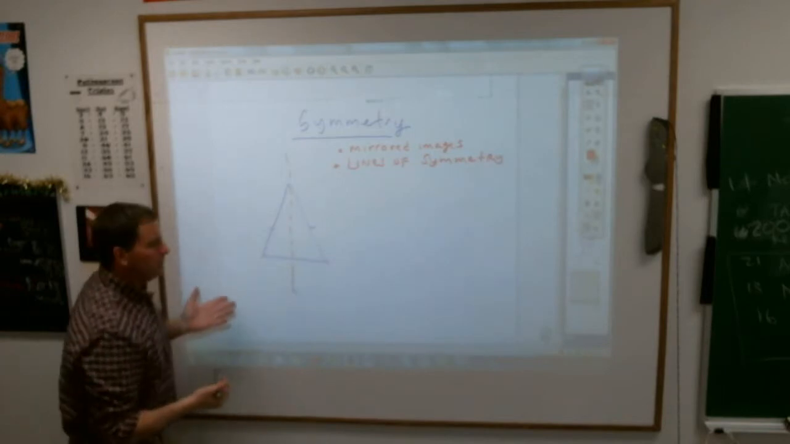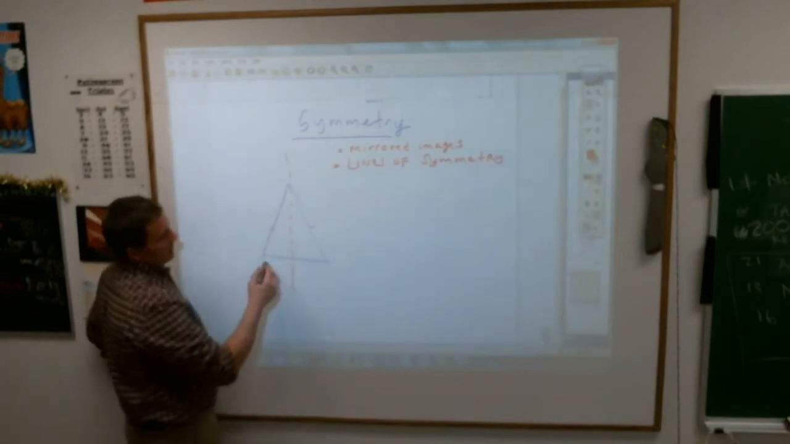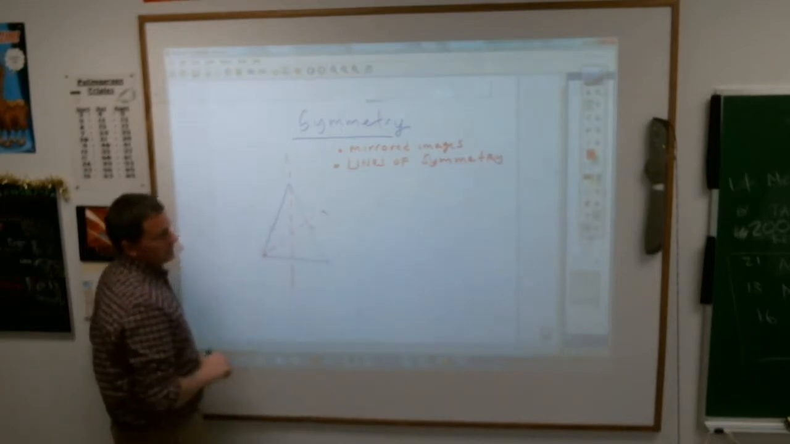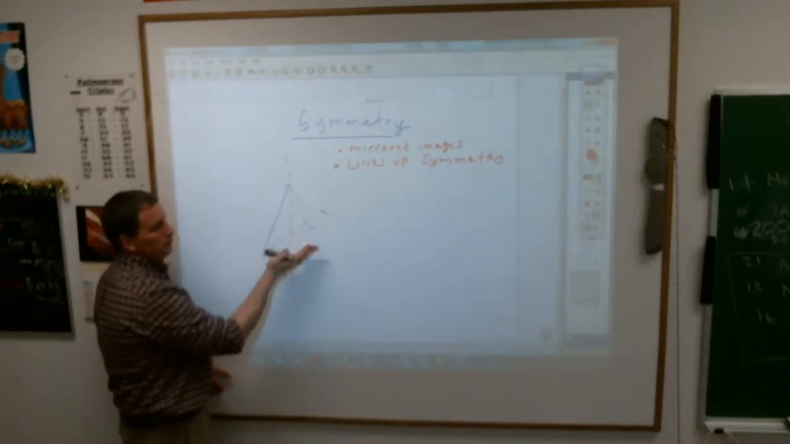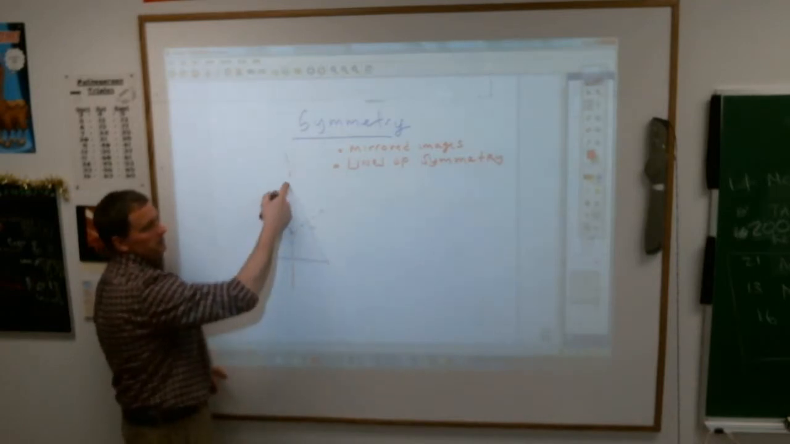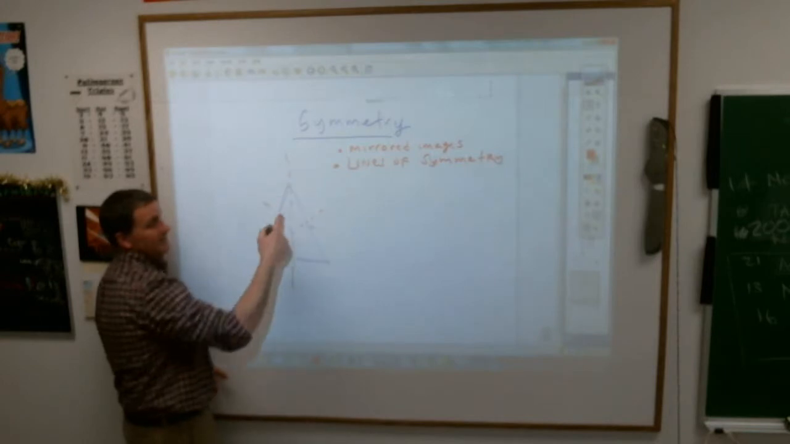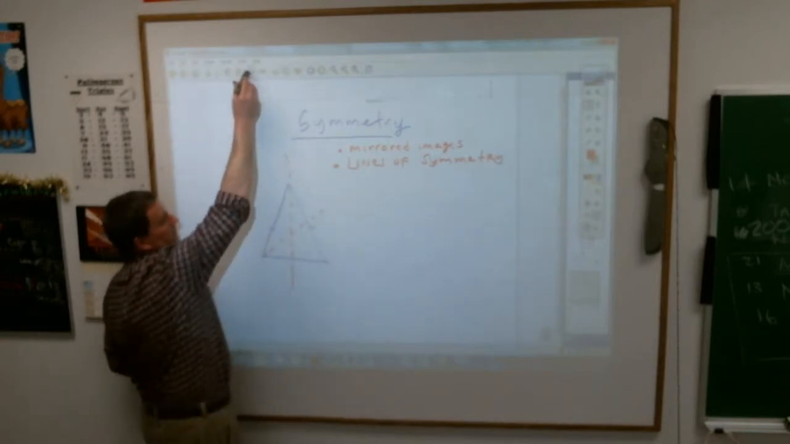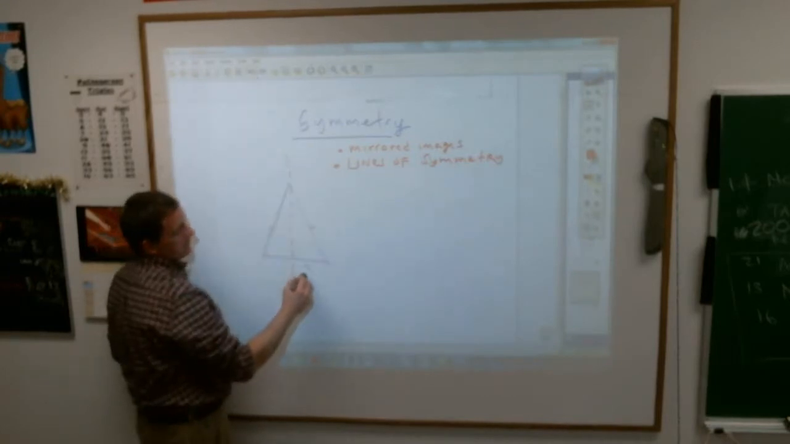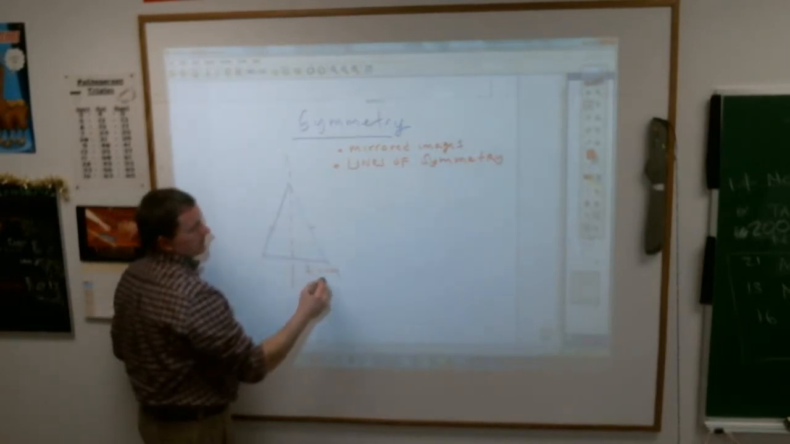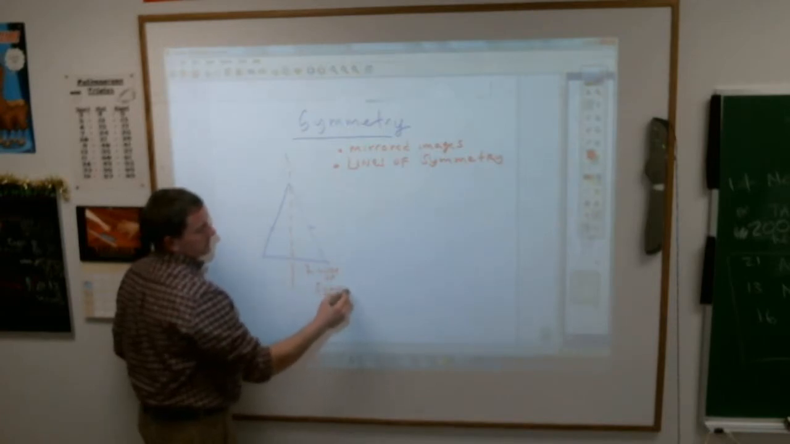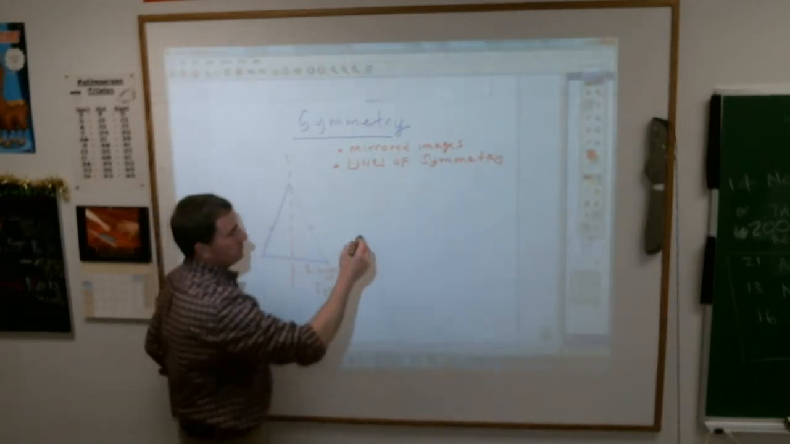Now you might say, well, what about the other places here? Well, this does kind of go down the middle, but I can guarantee you that if you folded this along that line, this corner is going to end up over here as opposed to lining up with that. So it is not a line of symmetry. This one has only one line of symmetry.